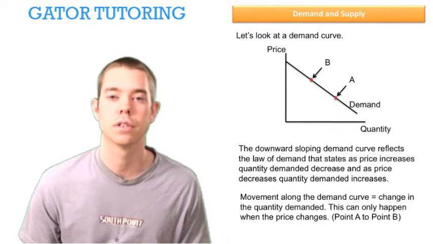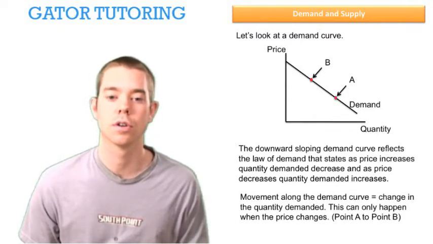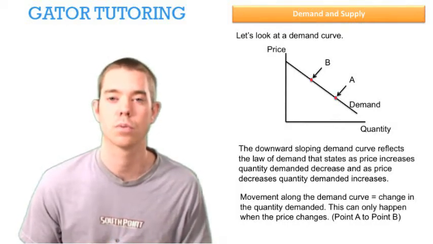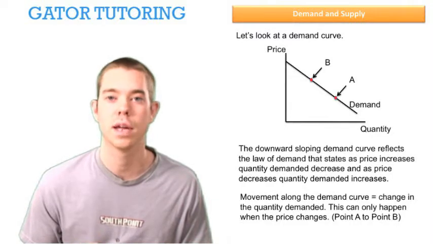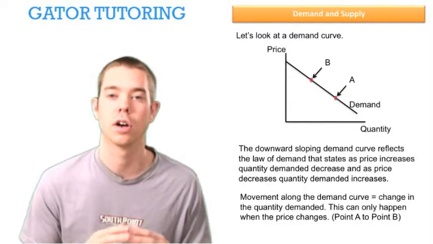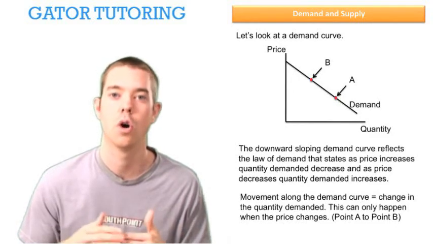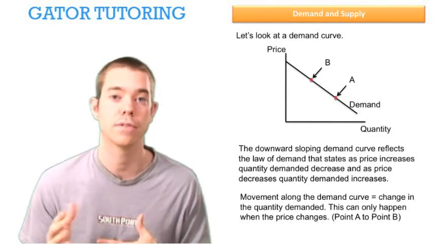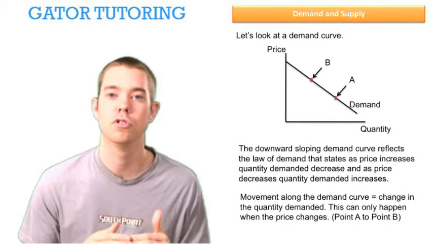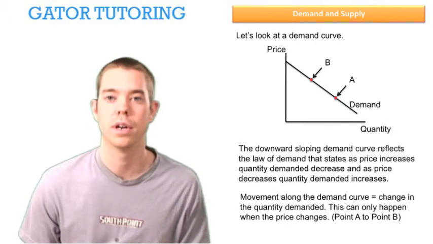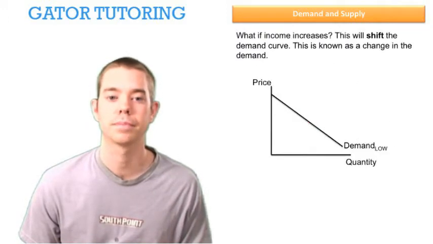Take these 2 points. Movement along the curve, this is equal to a change in the quantity demanded. So be careful how that's worded. A change in the quantity demanded is movement along a single demand curve. So we don't have a change in demand, which is a whole new demand curve, a shift in the demand curve. Here we just have a movement along a demand curve, which we call change in the quantity demanded. And this can only happen when the price changes from price point A to price point B.